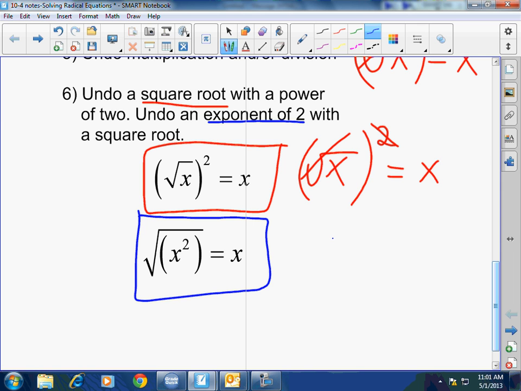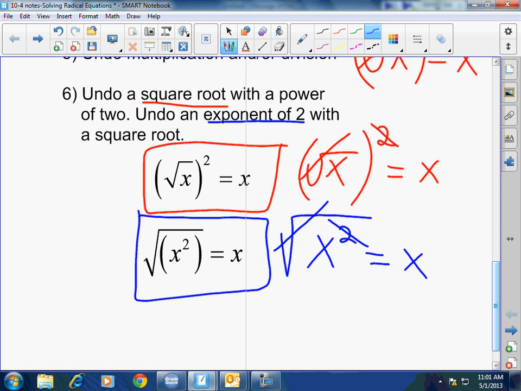If I have x squared and I want to get x all by itself, I have to get rid of that power of 2. And the only way I can get rid of that power of 2 is by taking the square root of it, because the square root cancels out the power of 2, and I'm left with x. That is the reason that the following occurs.